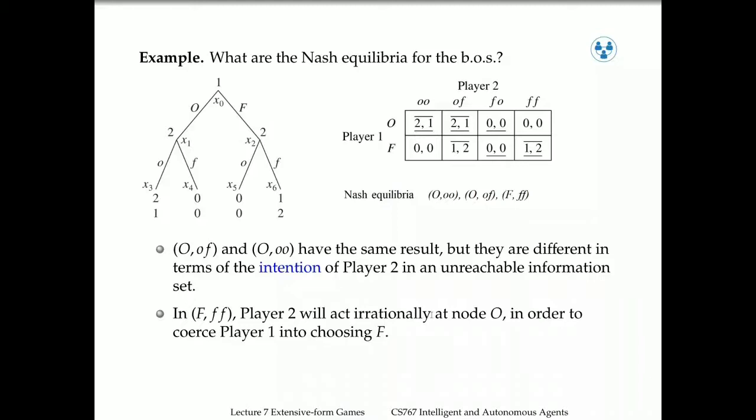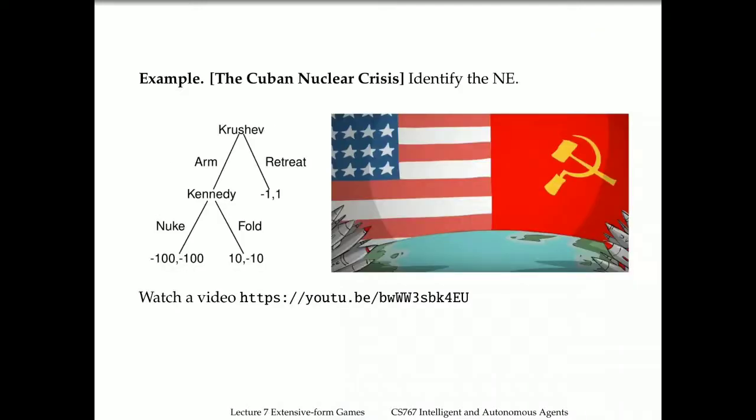So this can be illustrated by another example, the Cuban nuclear crisis. Of course, it's a very simplified representation of the real scenario, where we have Russia deciding to arm Cuba or retreat, and the U.S. deciding either to respond by starting a nuclear war or fold. Right? So we have these two options, and for anyone interested in Cold War history, you can look up the video on what actually happened in real life.